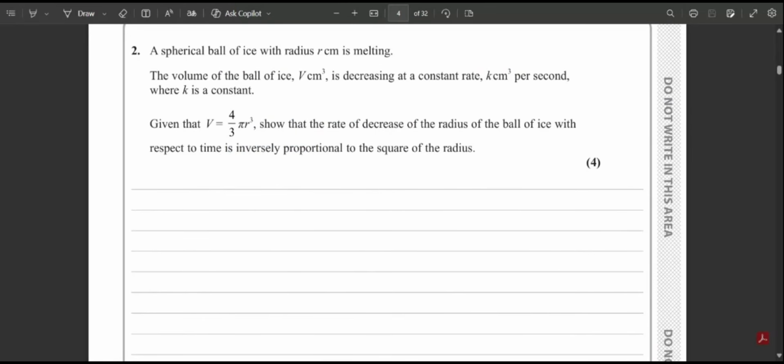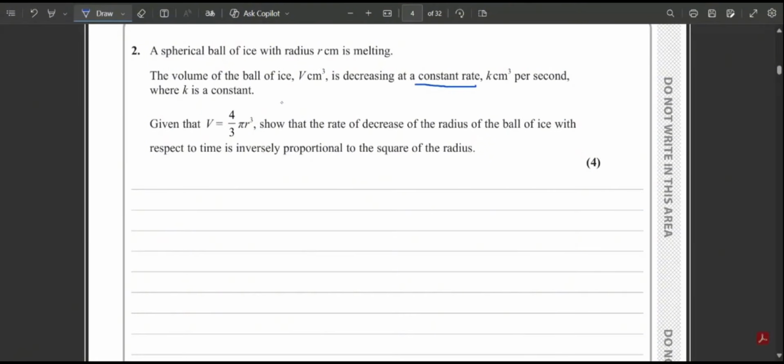So at first we will list all the information given in the question. It is given that the volume of the ice is decreasing at a constant rate. So the decrease in volume of the ball per unit time is given. So we know that dv by dt is given. We know that dv by dt is constant. From the question we know that. And it is decreasing at a rate k centimeter cube per second. So we can write dv by dt is equal to plus minus k centimeter cube per second.